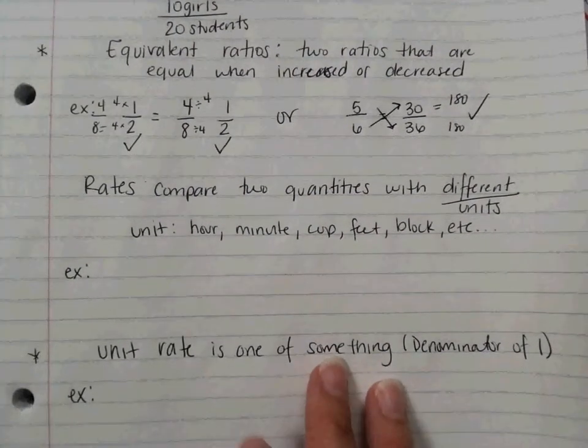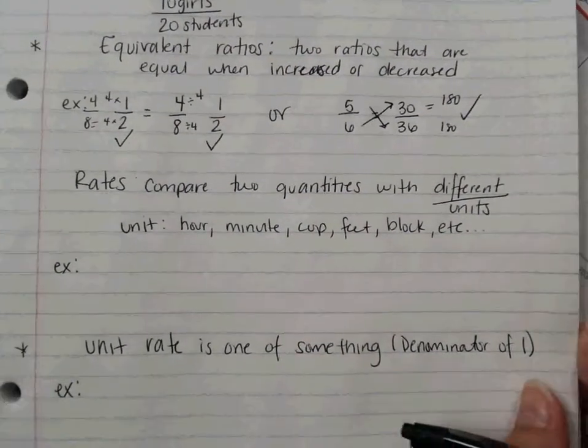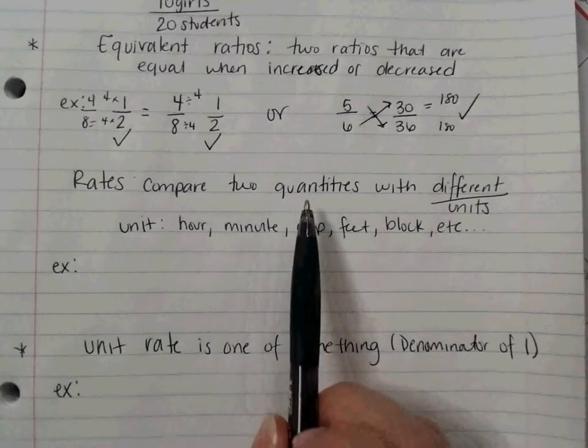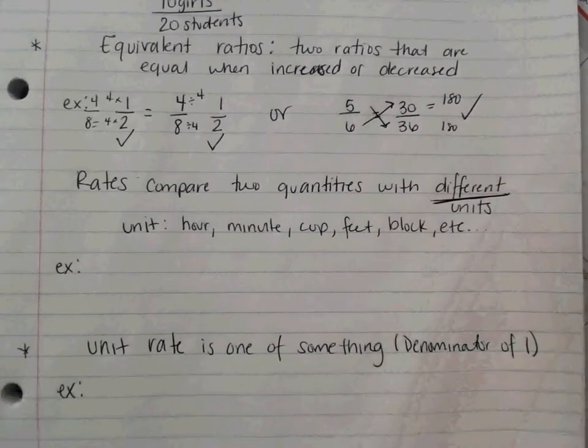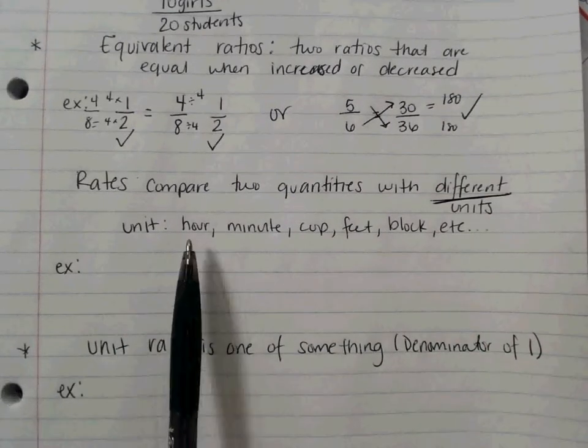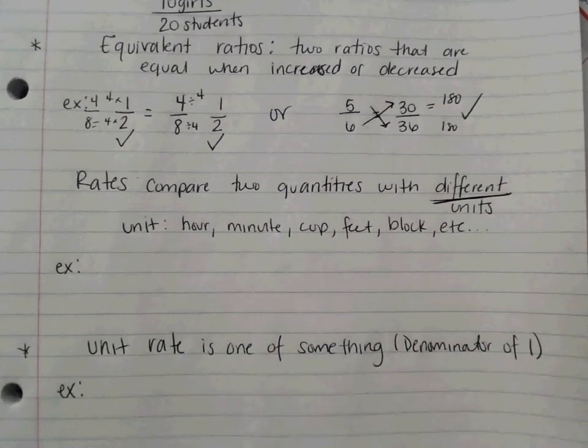So when I talk about rates, this is when we compare 2 quantities with different units. They have to be different. And a unit, remember, is like an hour, a minute, cup, feet, block, yard, miles. All those are units. So when I talk about a rate, I'm comparing 2 things that are different units, and may not be similar to each other.